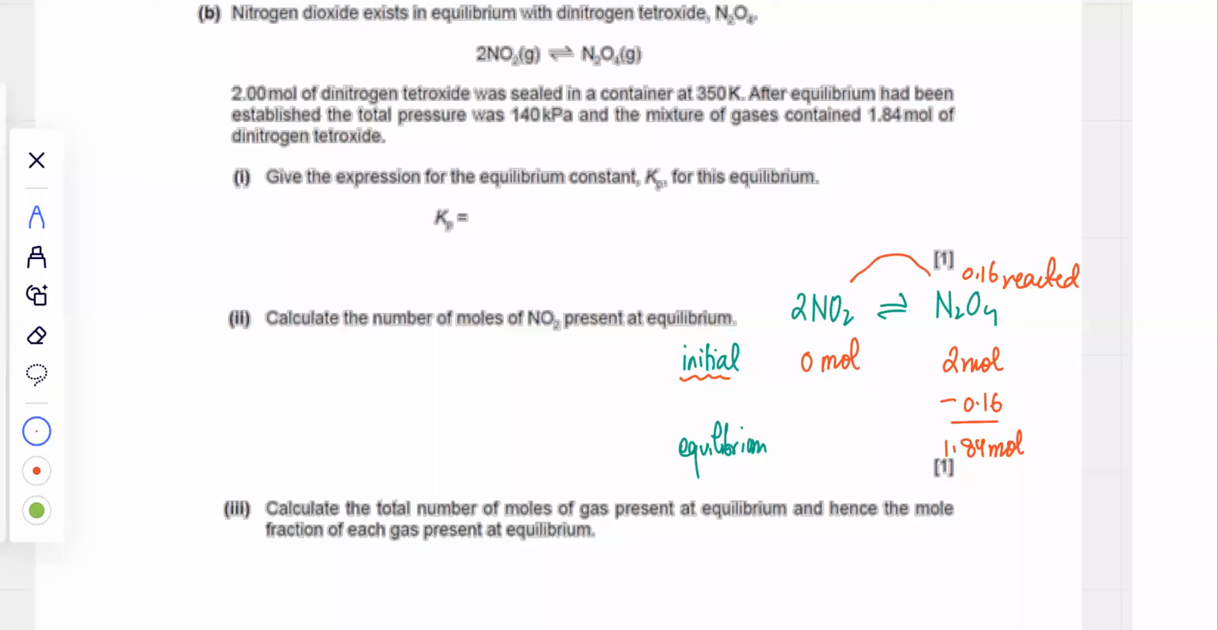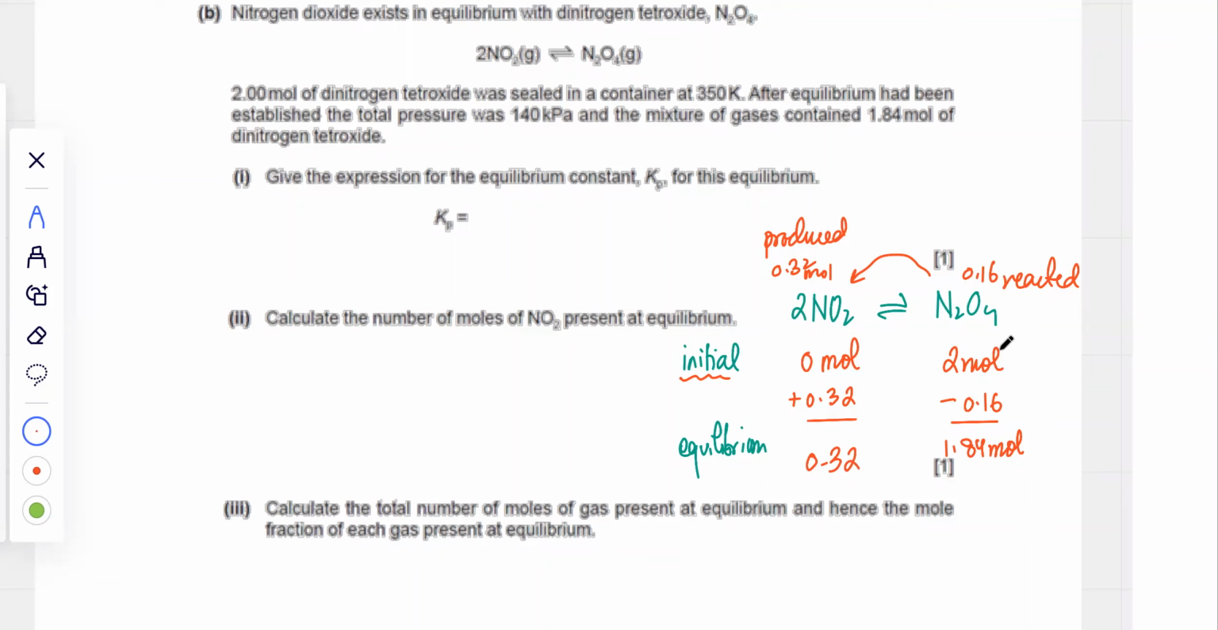And they must have reacted to produce what? They would have reacted to produce this thing. So according to the ratio, 1 is going to produce 2. So 0.16 would produce 0.32 moles. That's the quantity that's going to be produced. So over here, you'll have an extra 0.32 moles. So your moles at equilibrium are going to be 0.32.